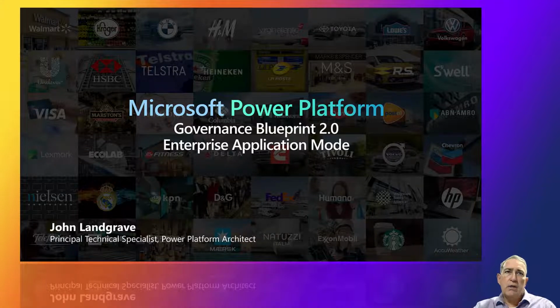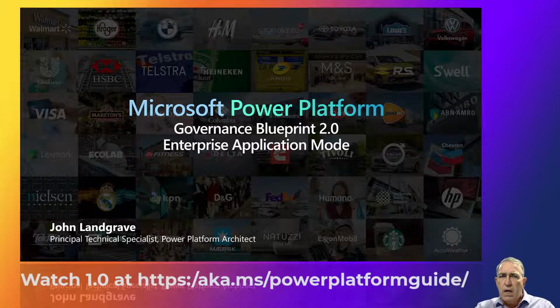My name is John Landgrave, and I'm a Power Platform architect focusing on governance and security. You may remember me from my original Governance Blueprint 1.0 series that was released a few months ago. In that series, I focused on core security and governance practices designed to secure the Power Platform for building productivity applications that extend Office 365. Although there have been some product updates, the core guidance around securing your tenant, the default environment, and managing Teams environments using the COE Starter Kit hasn't changed a lot. If you haven't watched that series, I would encourage you to start there.